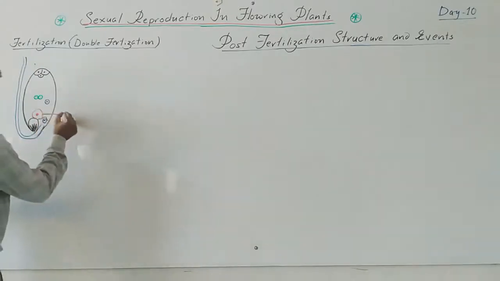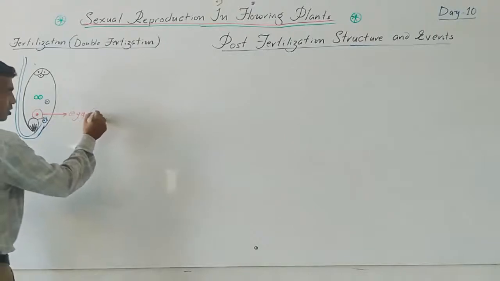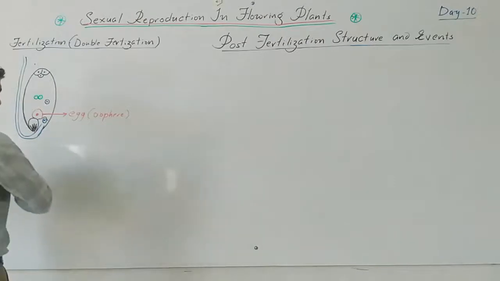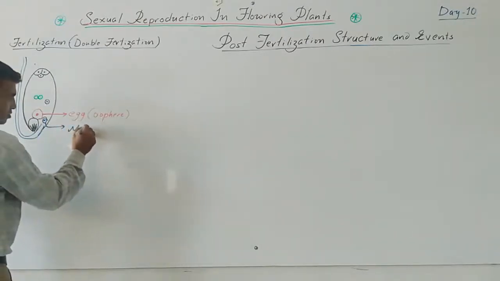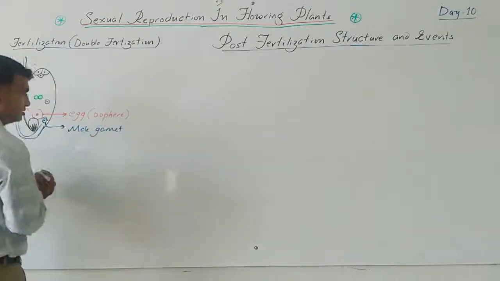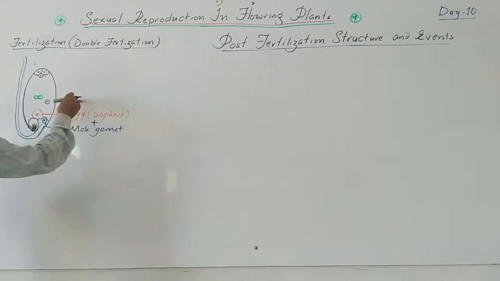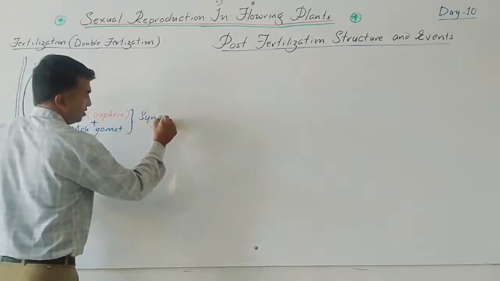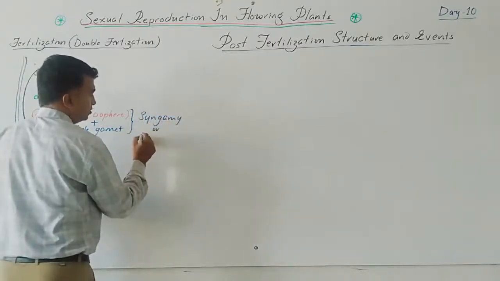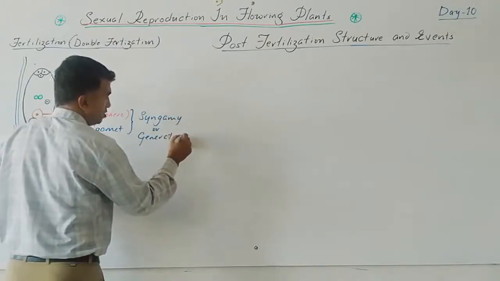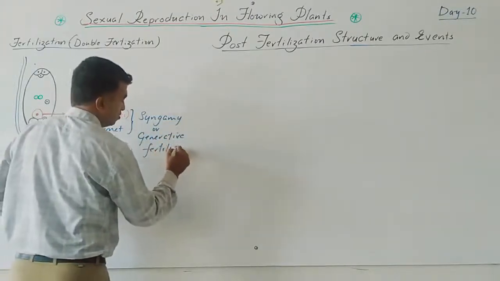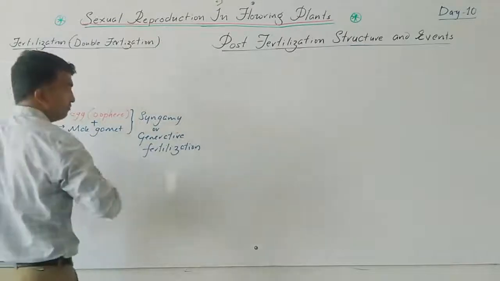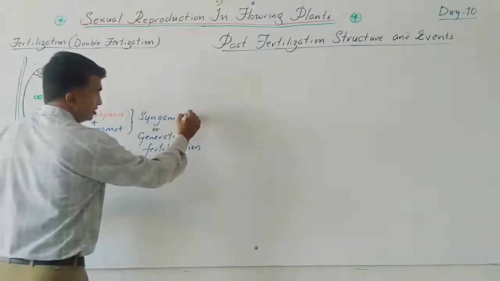This red color is nothing but the egg, or oosphere. This blue color is one male gamete. So the egg and male gamete unite. That is actually called syngamy, or generative fertilization. That is the actual fusion between male and female gamete. So this is one event, the first event.